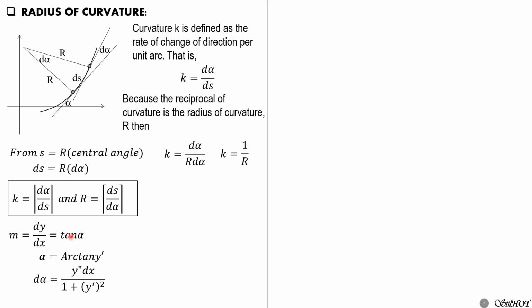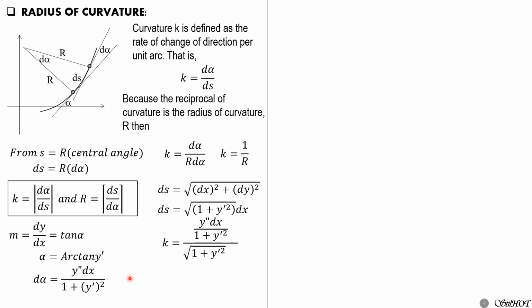So from differential s, which is by Pythagoras the square root of dx square plus dy square, if we multiply and divide this expression by dx, and the denominator dx is inserted into the radical, then it becomes dx square over dx square, which is 1, plus dy square over dx square, or (dy/dx) quantity square. So that's the expression for ds. Therefore, curvature, which is differential alpha, y double prime dx over 1 plus y prime square, divided by differential s, square root of 1 plus y prime square dx.